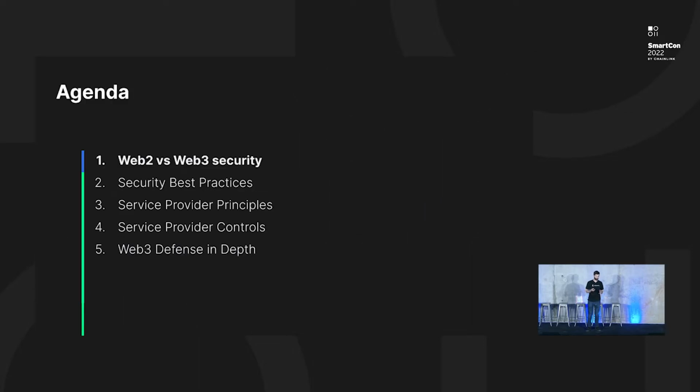Again, we're first going to go through Web2 versus Web3 security. We're going to go through best practices, some principles and controls you can take from that, and then finally how you apply that to a Web3 strategy that is effectively defense in depth, which is to say there's not a single point of failure. There are multiple layers you have to get through in order for a bug to make it into production, as well as for something that does go wrong in production to not be quickly resolved.